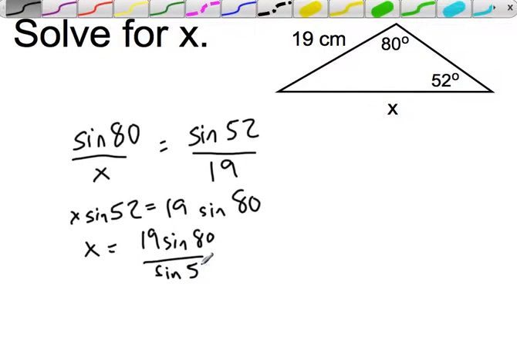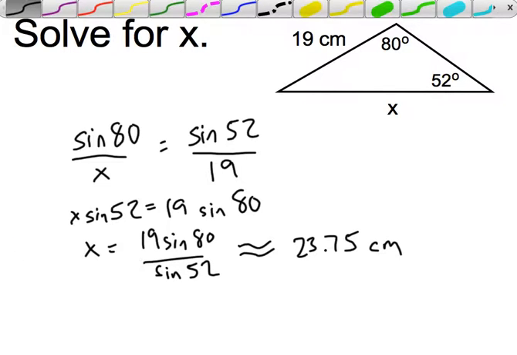and you can plug that right into your calculator, assuming that it is in degree mode. Please make sure it's in degree mode because that's the units we're using for angle measurements, is degrees. And you should get that it's about 23.75 if you round it. 23.75. The units on that would be centimeters. And there you have it. You can solve for the side length of any triangle given two angles and another side length.